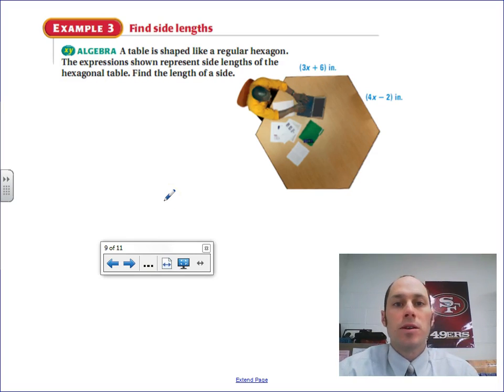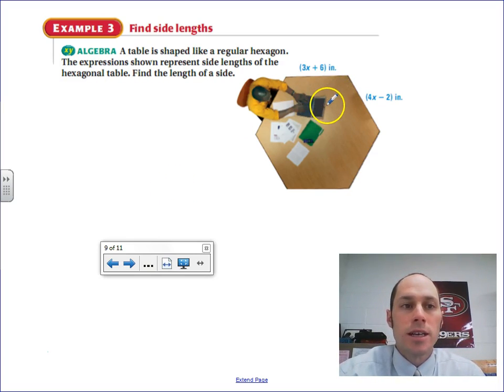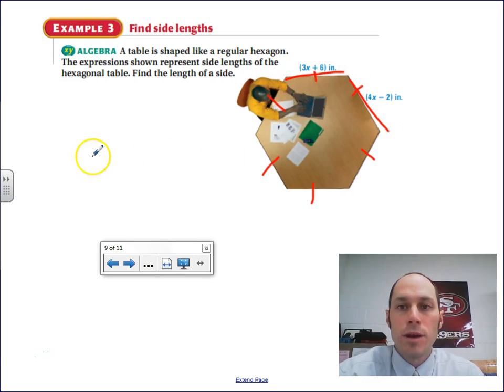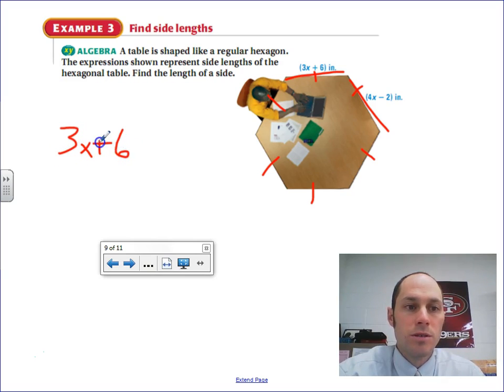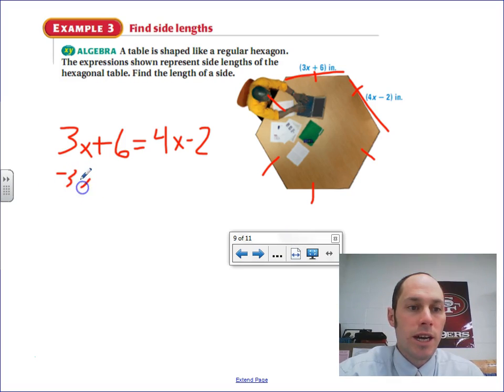So let's apply what we know now about regular figures. If this is a regular hexagon, how could we find the length of a side? If it's regular, all the sides are congruent, and the angles. And if this gives the measure of a side, we can set up an equation saying, well, 3x plus 6 is equal to 4x minus 2. And we just solve that equation. So subtract 3x from both sides, and I have 6 equals x minus 2. Add 2 to both sides, and I have x equals 8.